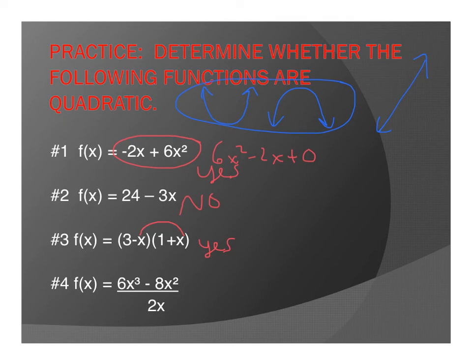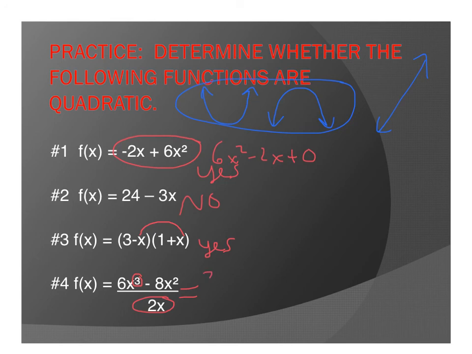Let's check out the last one here. Now, I have an x cubed. Well, that would mean that it's cubic. However, if I look at this 2x here, can I divide 6x cubed by 2x? Yes, I can. Can I divide 8x squared by 2x? Yes, I can. Since I can divide both parts in the numerator by this 2x, I'm allowed to reduce. Normally, we aren't able to because you can only really cancel out one or the other, but we have to be able to cancel with both. In this case, we can.